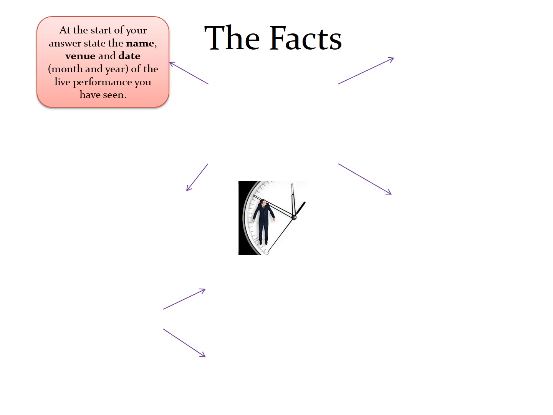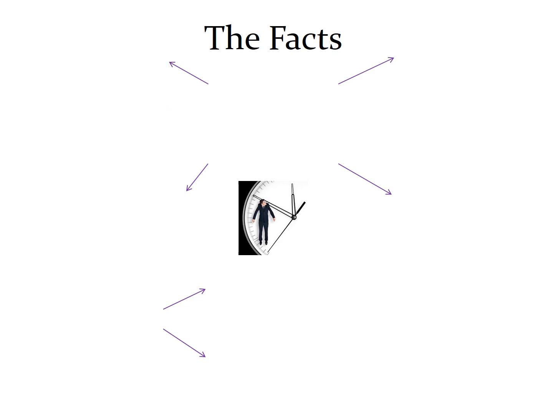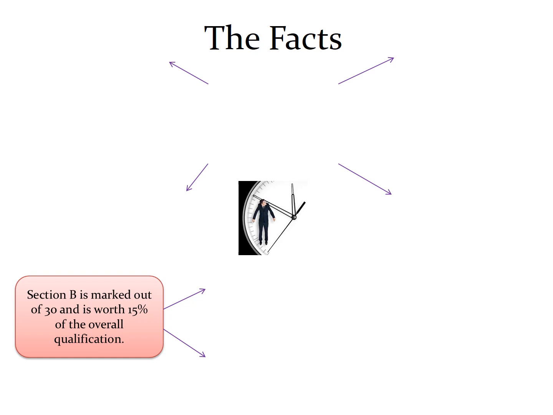So if you think about the fact that it's, right, this is important. It's out of 30, as I said, and therefore it's worth 15% of your entire GCSE. Now, if you think about it like this, that's 5% more than your devising project. So it's a significant proportion.